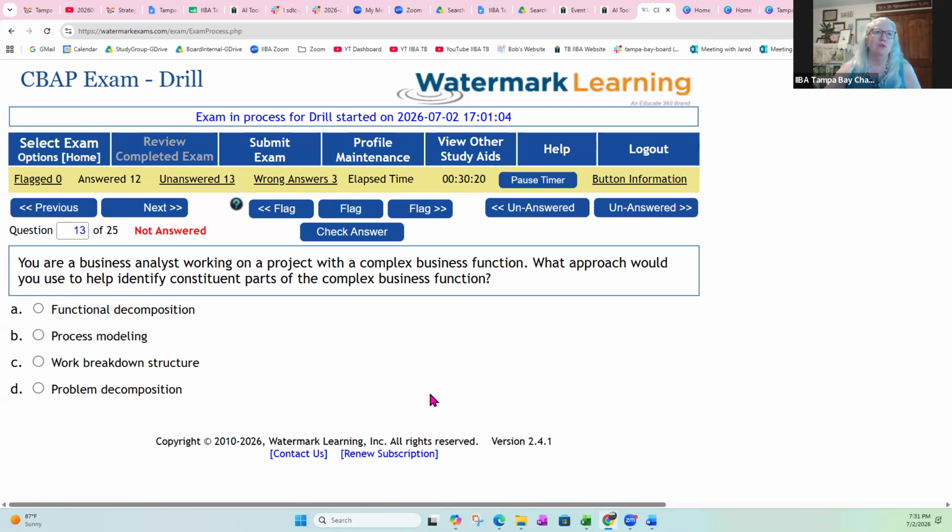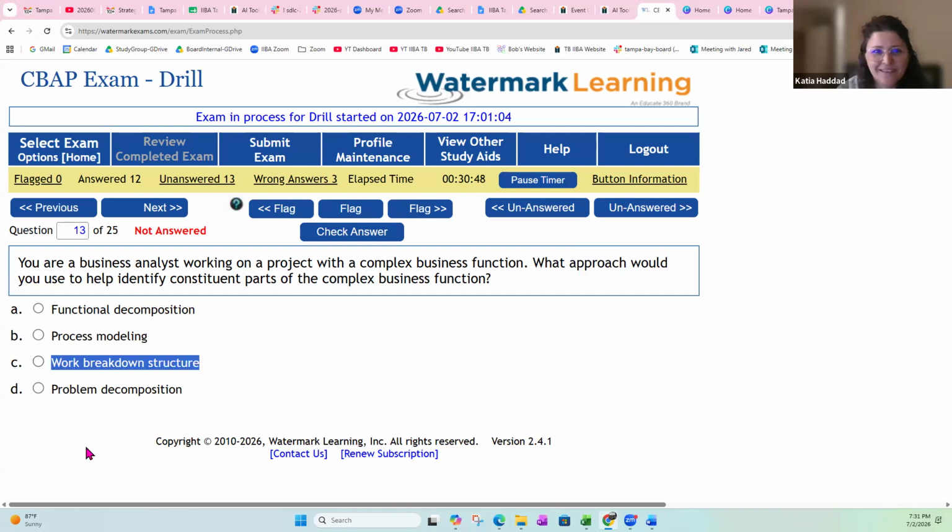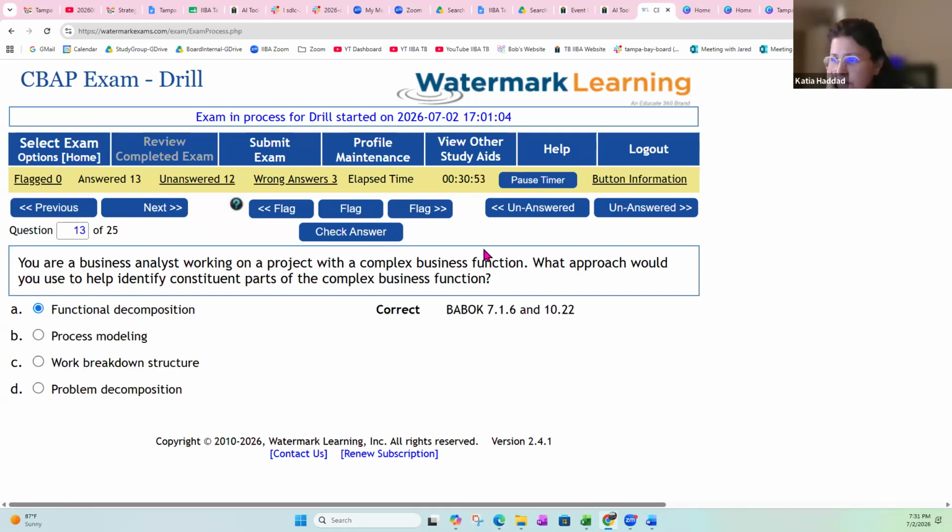You're a business analyst working on a project with complex business function. What approach would you use to help identify constituent parts of the complex business function? Constituent parts, that's a really hard way to say it. It means pieces. I know this one. Functional decomposition, process modeling, work breakdown structure, problem decomposition. It wants to know the approach. Can we eliminate one? You can eliminate C because that's relating to projects. And what's the best answer? A. Functional decomposition helps you break down a whole into its pieces.